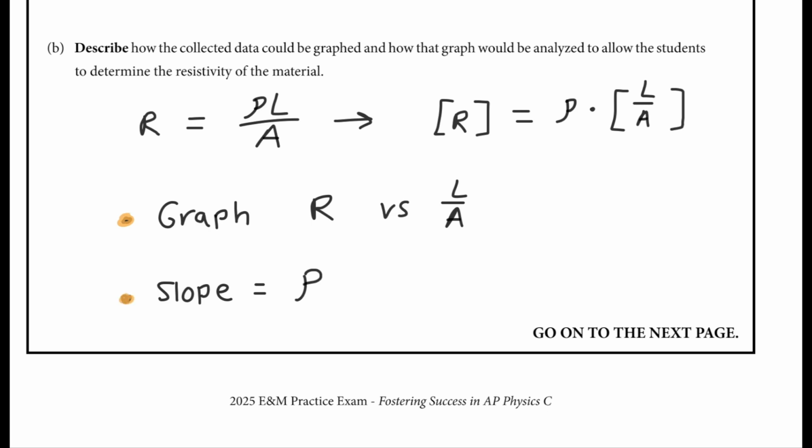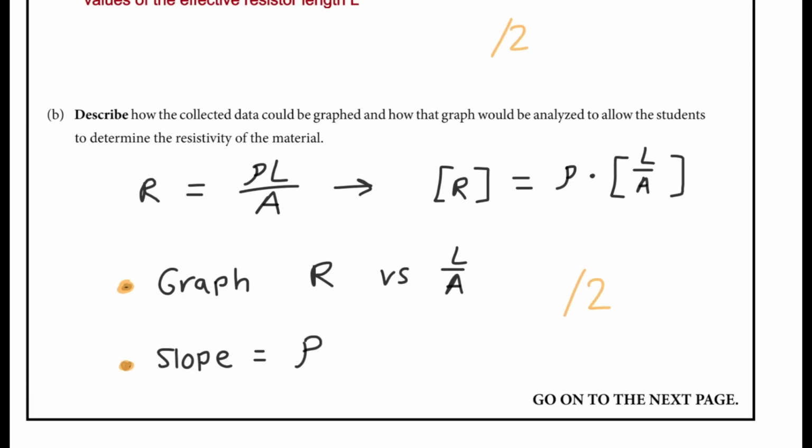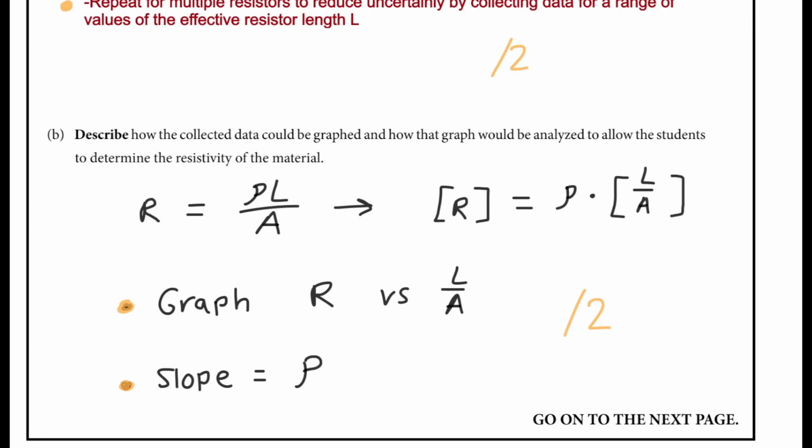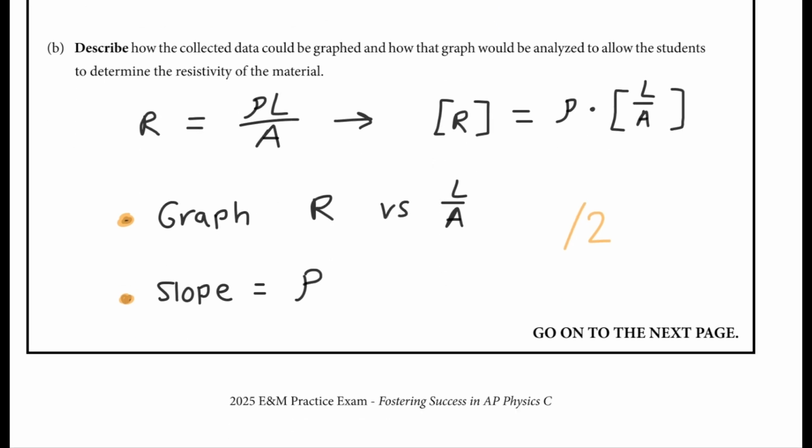You could pick R over L, you could pick R versus L, or R versus 1 over A. RA versus L, I've also seen. Anything like that, as long as it's a linear graph that works, and then a correct analysis. If you graph the wrong thing, no second point. Also, feel free to comment or ask me if you have alternate solutions you'd want to check out. I imagine there's things I haven't thought of that solve this.